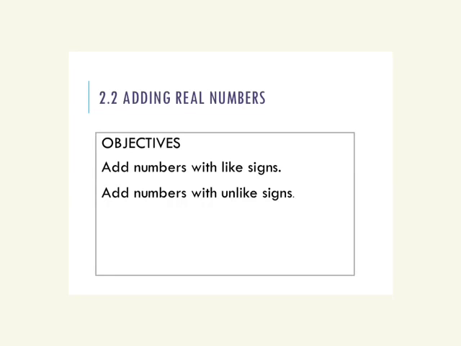So go ahead and put that heading on your notes. Chapter 2, Section 2, 2.2, Adding Real Numbers. We have two objectives today. You obviously do not need to write these down. Those two objectives are to be able to add numbers with like signs and add numbers with unlike signs.